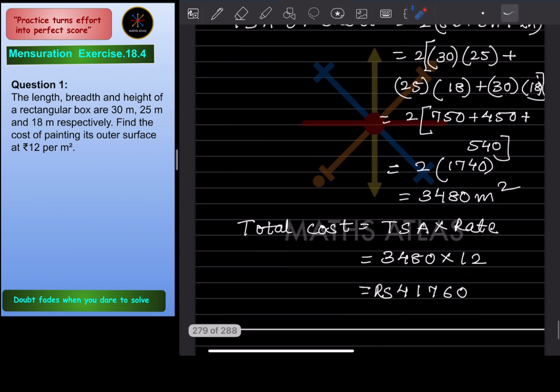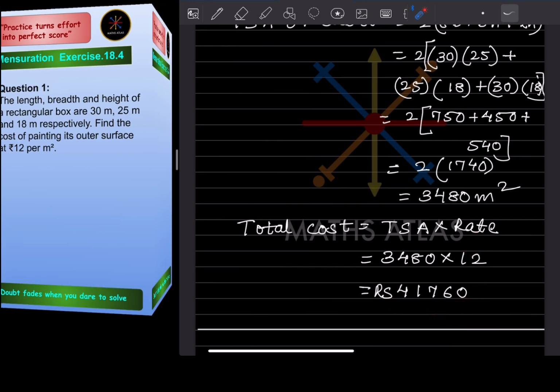They want the total cost, which will be the total surface area into the rate. So the total surface area is 3480 and the rate is given as 12 per meter square. So the cost is rupees 41,760.